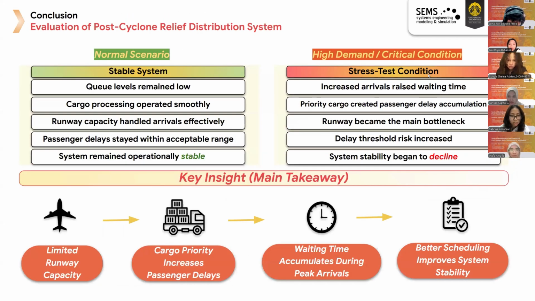In conclusion, this slide summarizes the findings. Under normal demand, the system remains stable with low queues and smooth cargo processing. However, when arrivals increase significantly, the runway becomes the main bottleneck and passenger delays accumulate. The key takeaway is that runway capacity and scheduling policies are critical factors for maintaining operational stability.